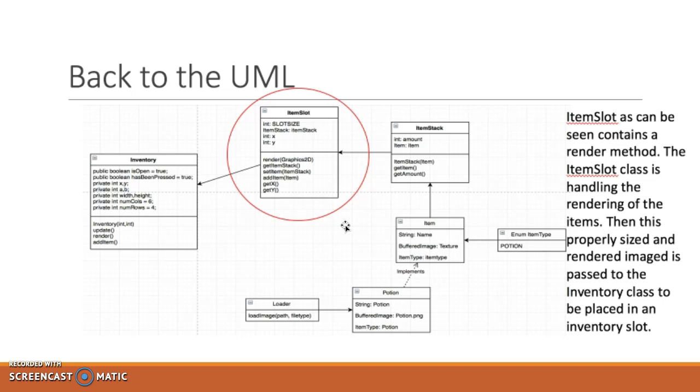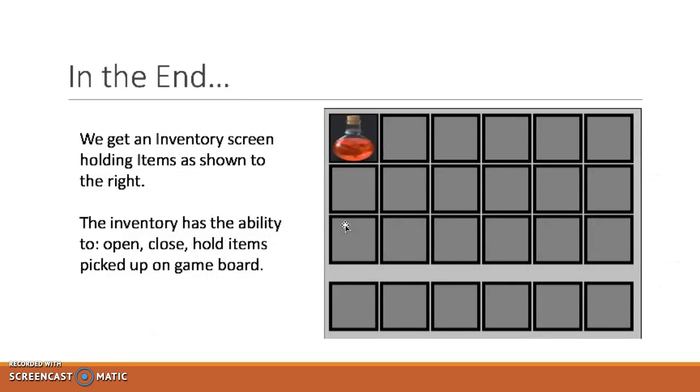In the end, you get something that looks like this. Now, with just inventory, it would be each of these little squares, but when item slot feeds into it, inventory says, okay, there's something in this array list, and it'll render the item that was picked up. In this case, it's a potion.